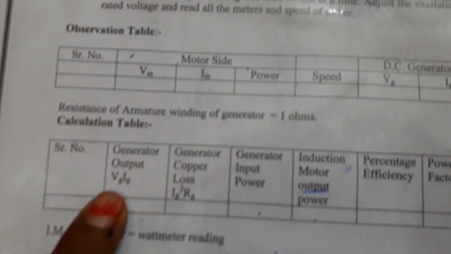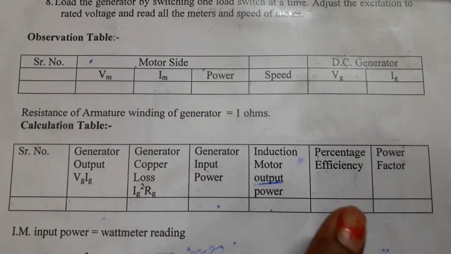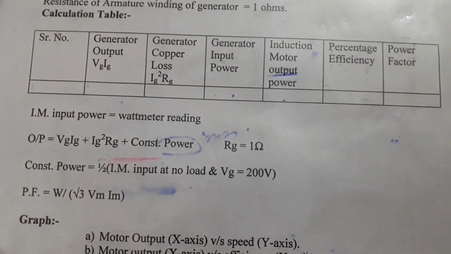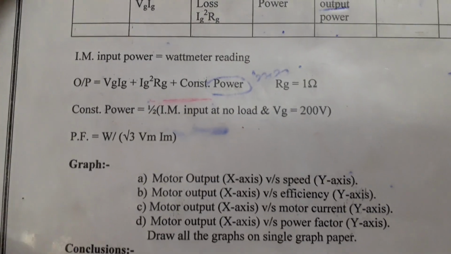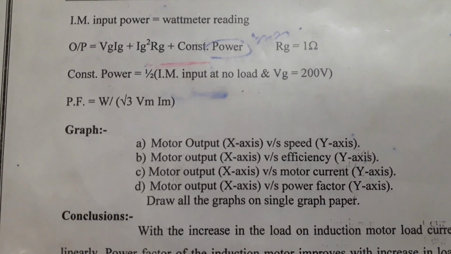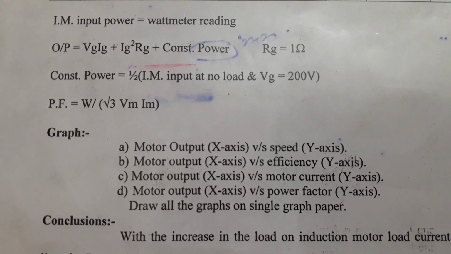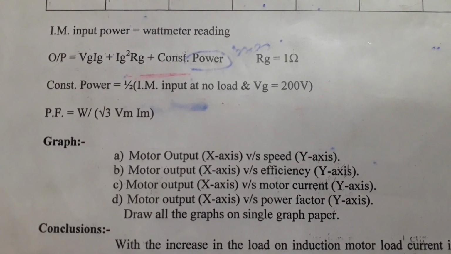Further, these are the calculations which have to be done: generator output, copper loss, input power of generator, motor output power, then you can calculate the efficiency and power factor of the machine. After this observation, with the help of calculation, you can comment on the performance indices of the machine, which are the efficiency of the induction motor. Please keep in mind that the experimentation is on a 3-phase induction motor. Okay, fine, thank you.